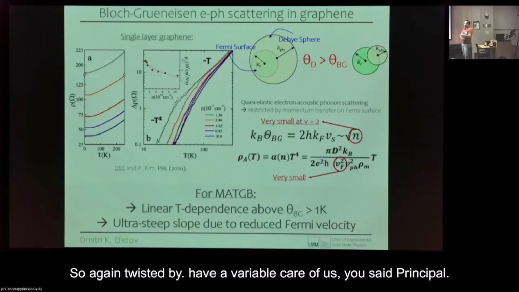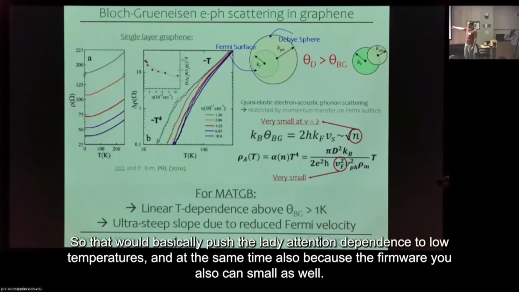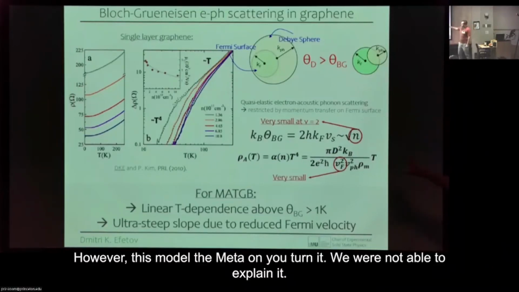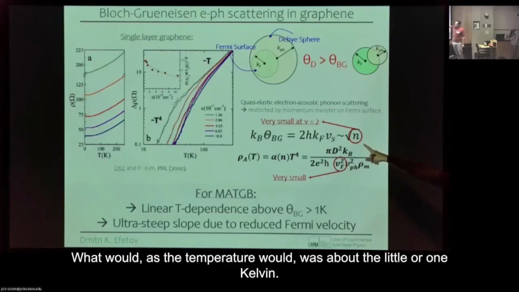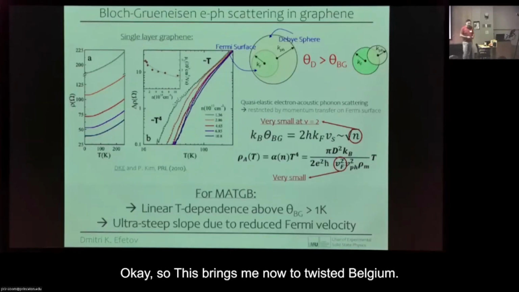So again, twisted bilayer graphene has a very low carrier density. So in principle, the Fermi surface can be very small, and therefore the Bloch-Grüneisen temperature can be very small. So that would basically push the linear temperature dependence to lower temperatures. And at the same time, because the Fermi velocity in twisted bilayer graphene is very small as well, this makes this term extremely big, and this explains the high slope and the Planckian scattering rates in the material. However, this model, no matter how you turn it, we were not able to explain a Bloch-Grüneisen temperature which was below 1 Kelvin. So all of this physics can only be true above 1 Kelvin.